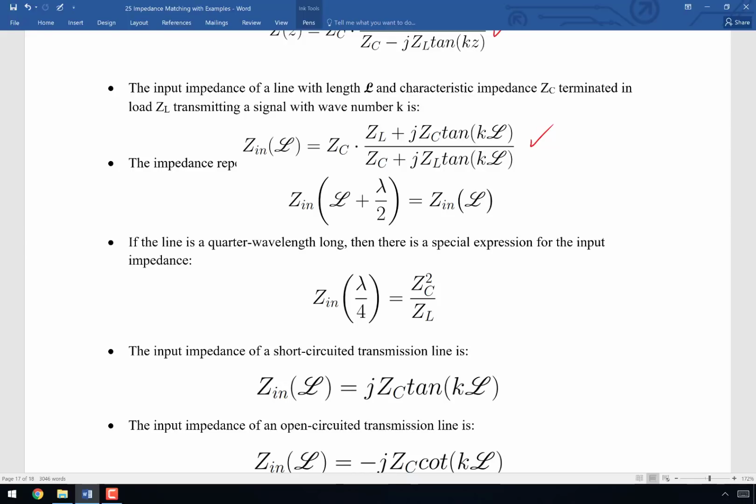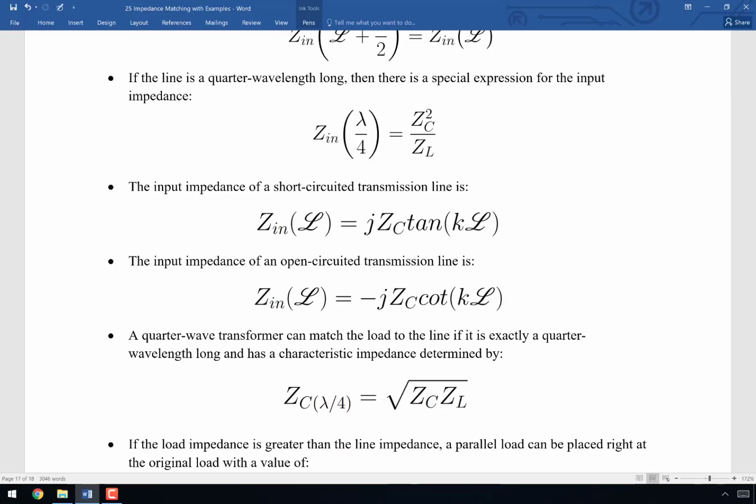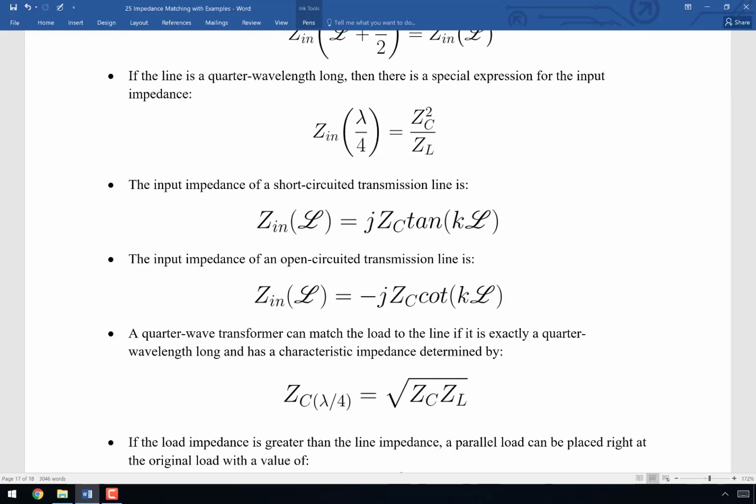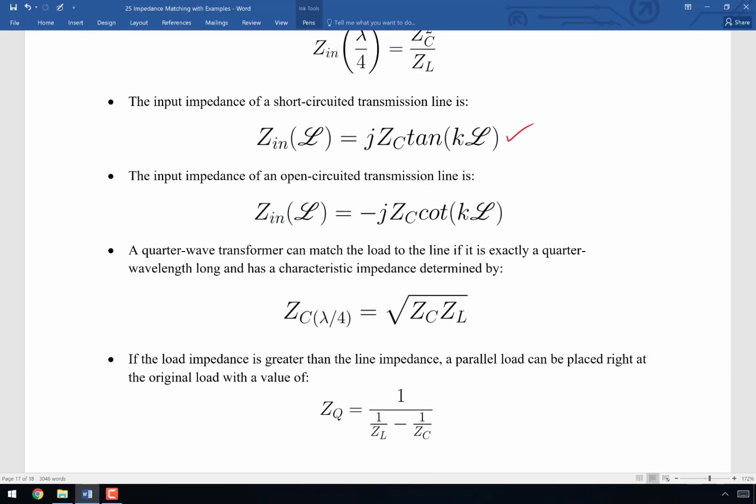And if the line is a quarter of a wavelength long, it has a special value of impedance, z sub c squared over z sub l. We actually used that twice in our discussion of impedance matching. If the line is short-circuited, it's going to be j z sub c tangent of kl. If it's open-circuited, it's negative j z sub c cotangent, which I sometimes like to write as negative j z sub c divided by the tangent of kl. Either of those would be fine.